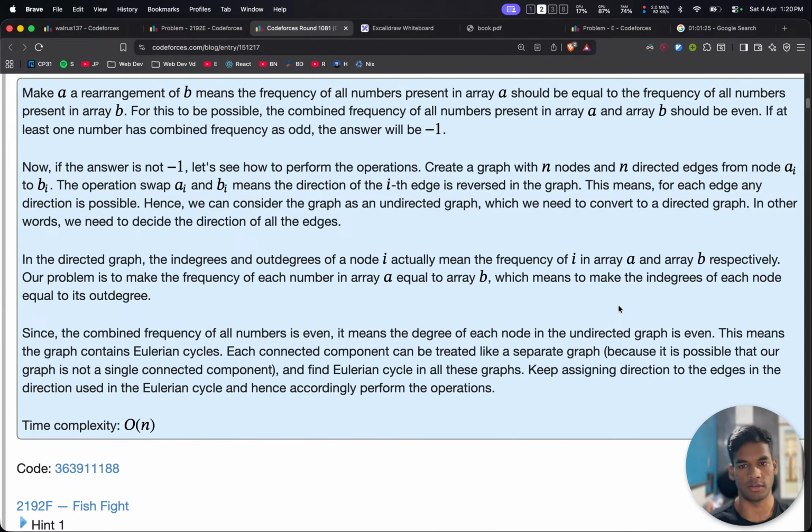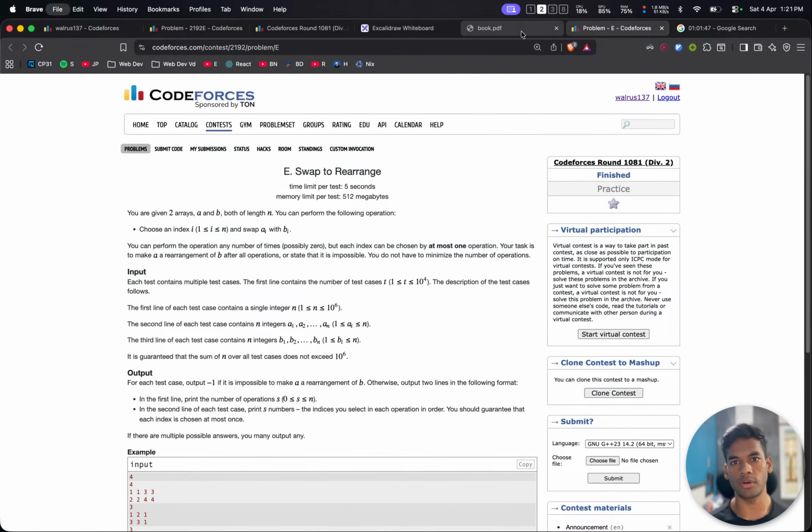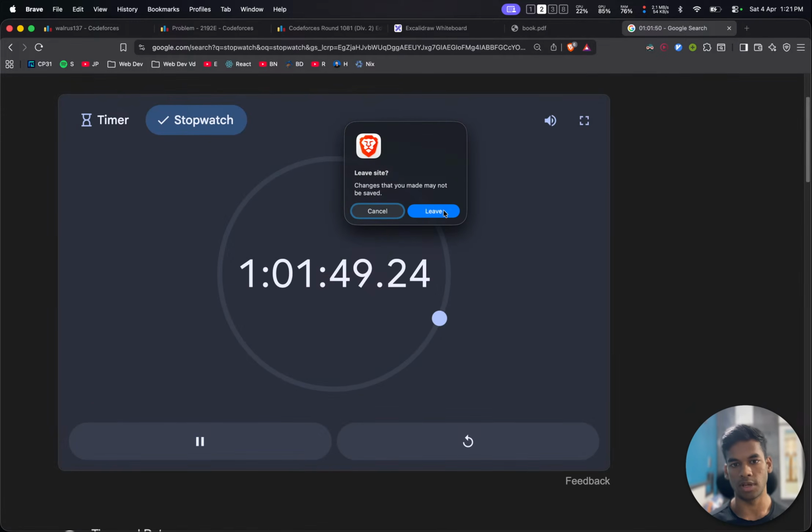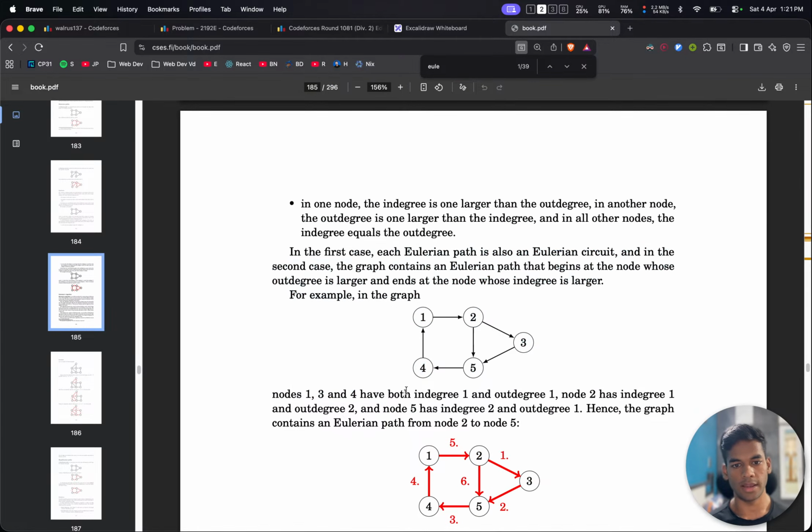Okay, yes, I just do not understand this sentence. In the directed graph, the in degree and out degree of a node I actually mean the frequency of I. Okay, what we can do now is forget about this problem for now and focus a bit more on Eulerian graphs. Like, stop the timer, and let's read about Eulerian graphs and implement the algorithm to find an Eulerian graph.